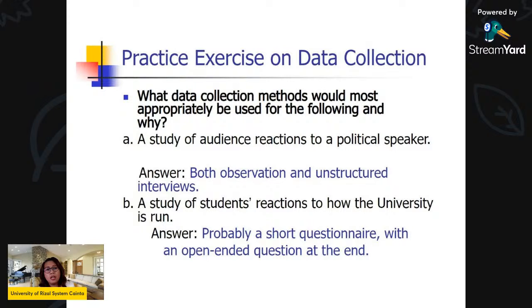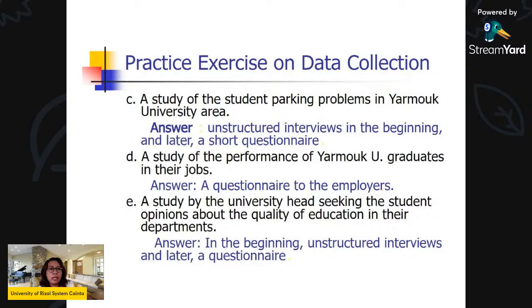Now, letter B, a study of student reaction to how the university is run. Ano ang magiging sagot doon? Probably a questionnaire with an open-ended question at the end. So, practice na kailangan nating ma-identify kapag nagde-data collection. So, you just have to read it.